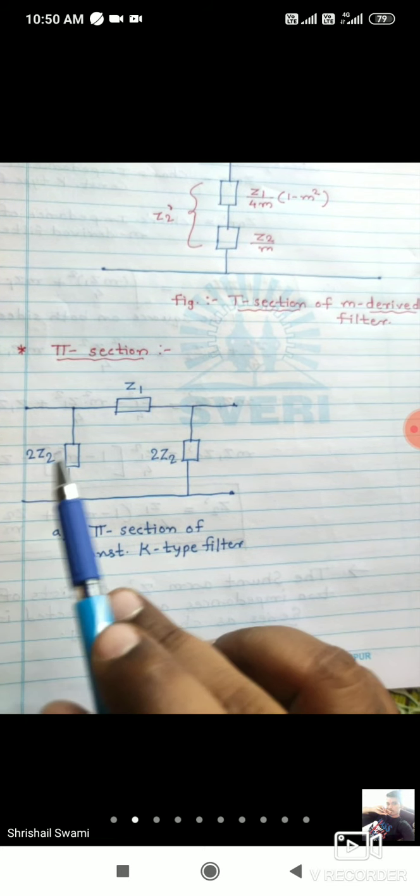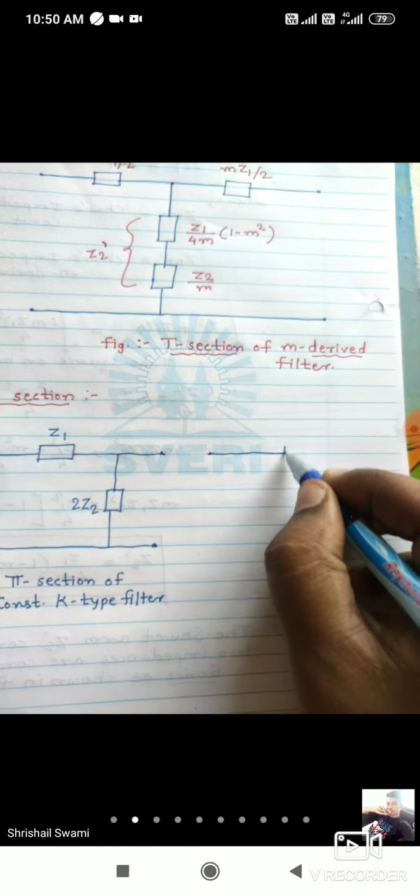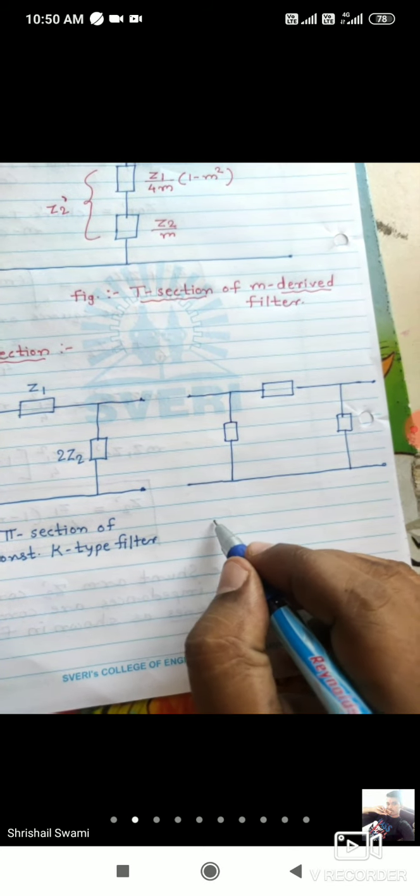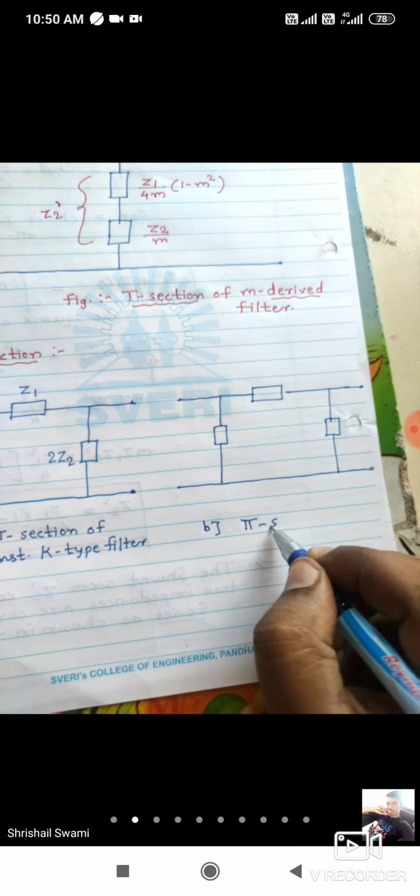So we are doing the modification. What will be the modification here? As these two are connected in parallel, instead of multiplying by m, here it will get divided. And z1 is replaced by z1 dash. So the diagram will be the same, only the values will be changed. So this is the B part, that is the pi section of M derived filter.